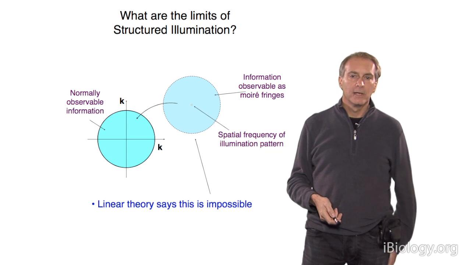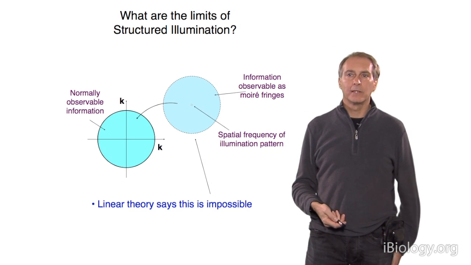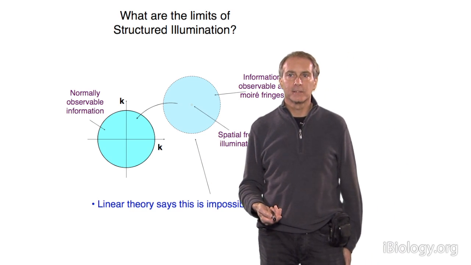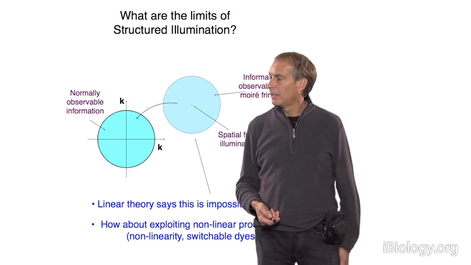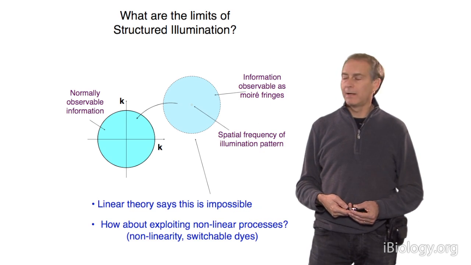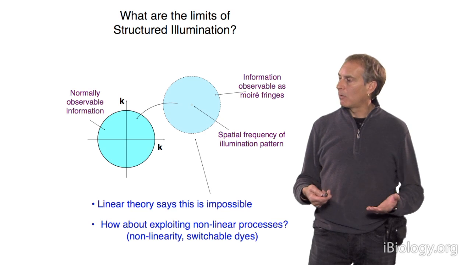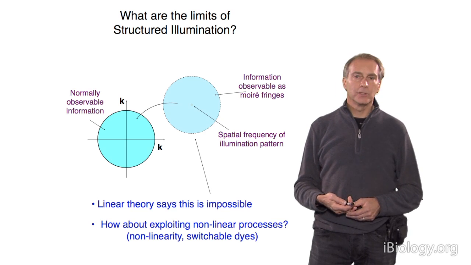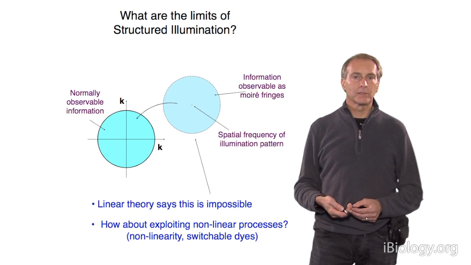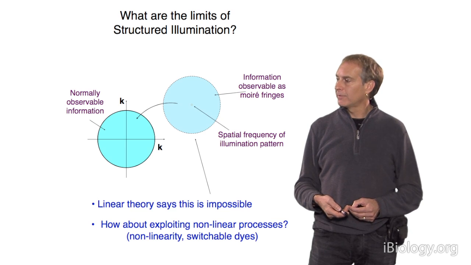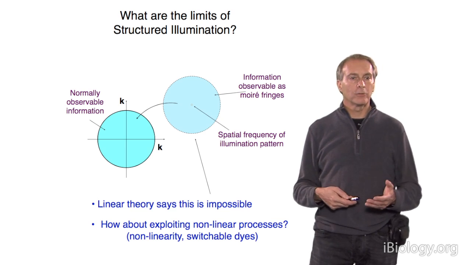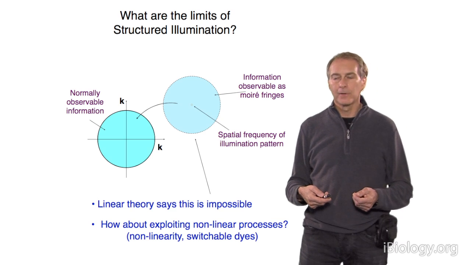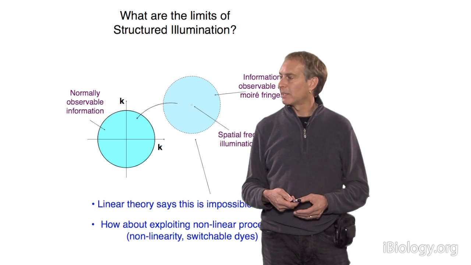But it turns out that there are strategies where we can exploit nonlinear processes of the dyes themselves to get much higher resolution. And two approaches have been used. One is to actually use nonlinearity in the photo response of the dye itself, or to use photo switchable dyes where we can turn them on and turn them off, and the turning on and off is an inherently nonlinear process.